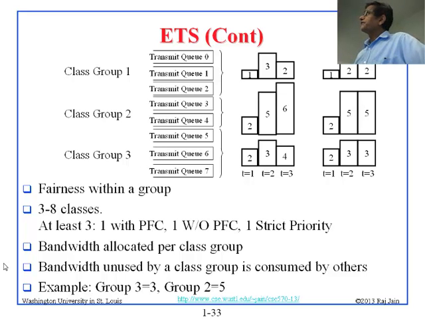But if they send 3, 5, and 3, group 3 has 3, so they will get 3. This one has 5 to send, and its reservation is 5, so it will get through. And this one sends 3, but will only get 2 because the total is 10. So 3 plus 5 is 8, plus 2 is 10. The whole link is used. Even though they send 3, they will get only 2 because that fills up the capacity.